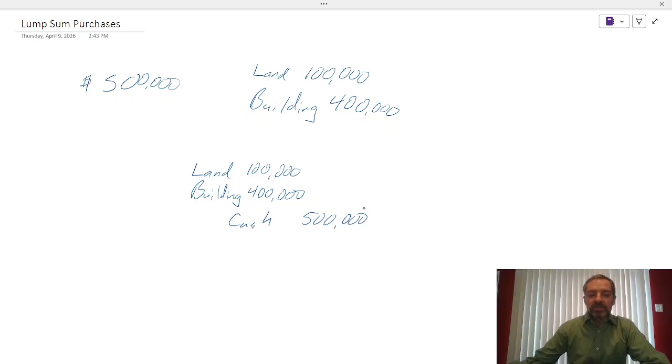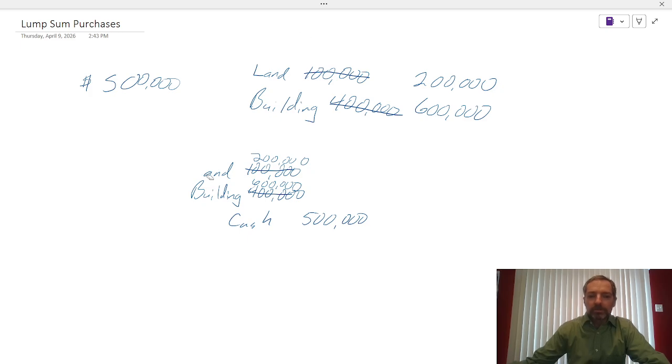However, it's not always this straightforward. If we hired this appraiser and they told us 100 and 400, sure, that's great. But often the appraiser comes back with values that don't add up to $500,000. They might say, well, the land was worth $200,000 and the building was worth $600,000. And we look at that and say, okay, well, that doesn't add up to $500,000. So we can't just put $200,000 in for the land and $600,000 in for the building, because now our journal entry won't balance. So that doesn't quite work.